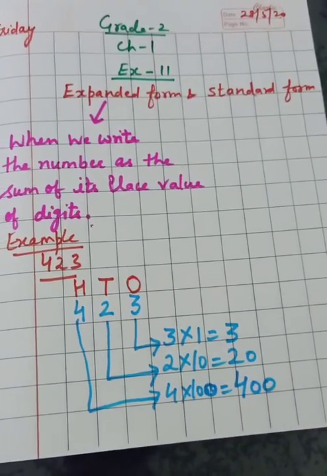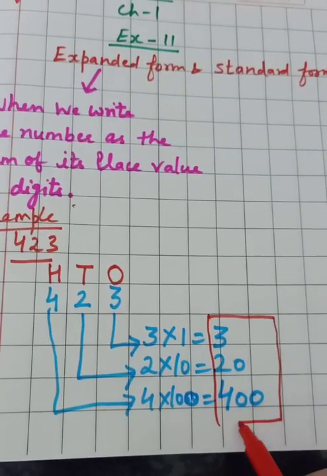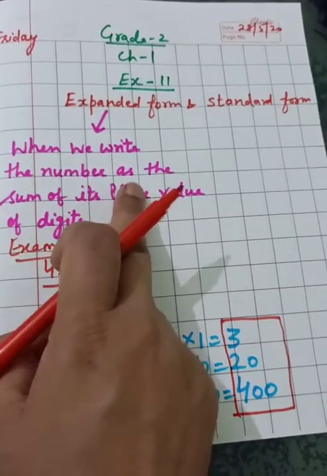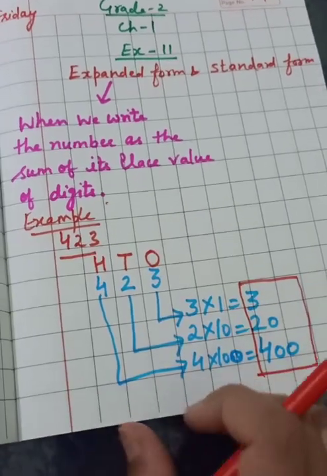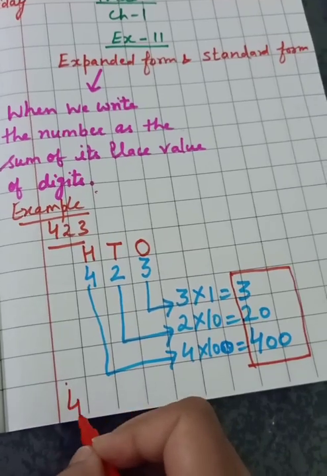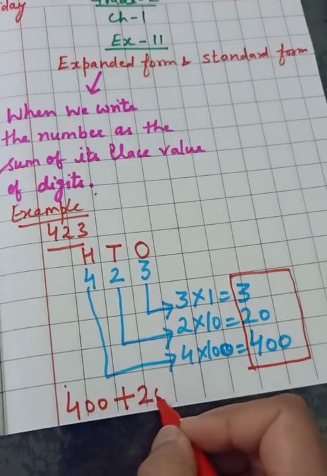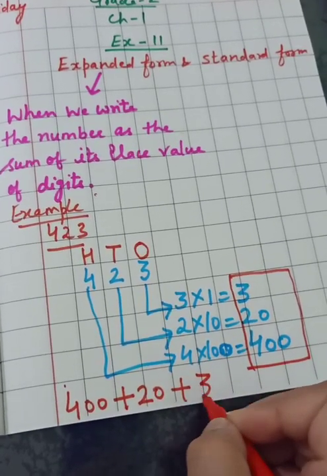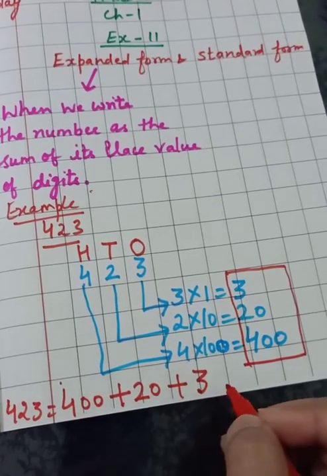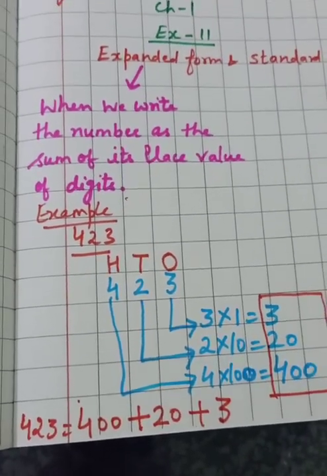So children, as you can see, we have just now found out the place values. So these are the place values of each digit. As I told you, when we write the number as the sum of these place values. So what is the sum of these place values? We'll start from the hundreds first. 400 plus next is 20 plus next is 3. So 423 is equal to this formation. So it's very easy to write in the expanded form.